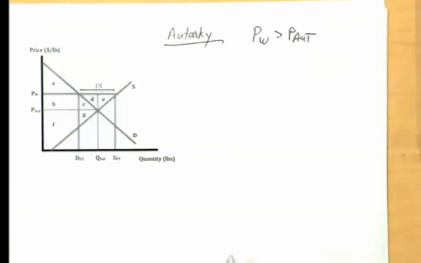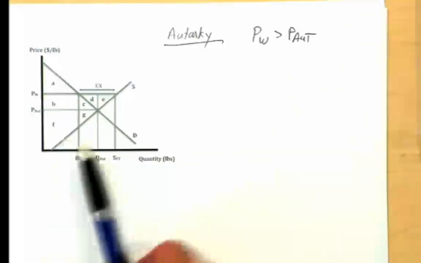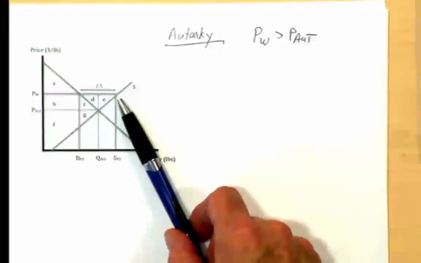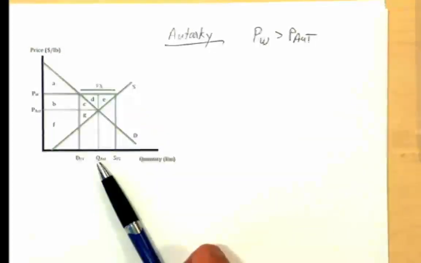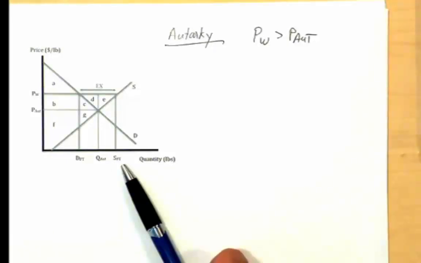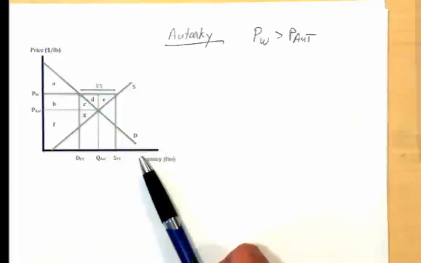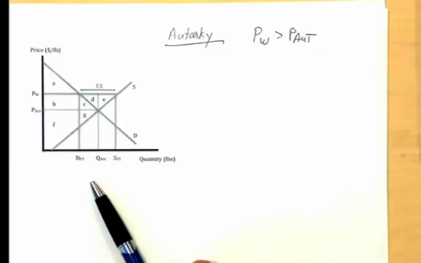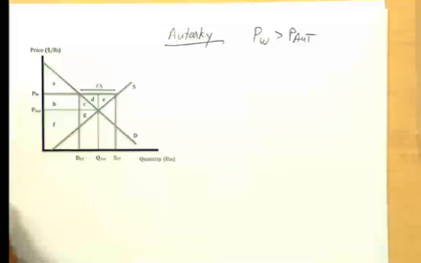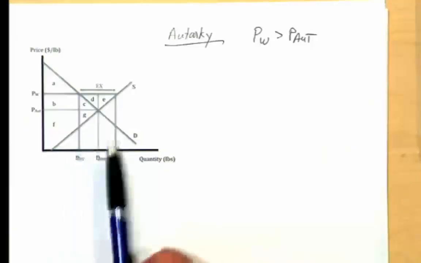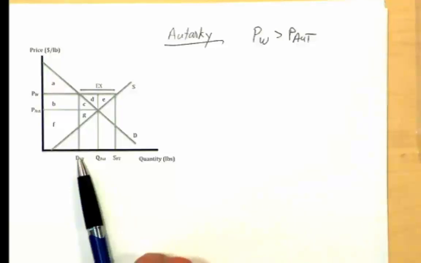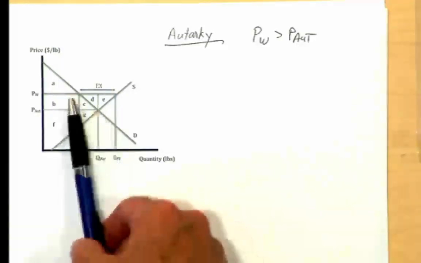All right, well, what happens when we open up to trade and the price goes up to PW? Well, producers are going to be inspired because they can get a higher price to shift up their supply along the supply curve and increase their quantity supplied from QAUT up to SFT. SFT is the new free trade level of supply by the domestic producers. They're inspired to produce more because of the higher price. Now, consumers, because they face a higher price at home too, PW is higher than PAUT, are going to reduce their quantity consumed from QAUT down to DFT. So demand is going to go down domestically.